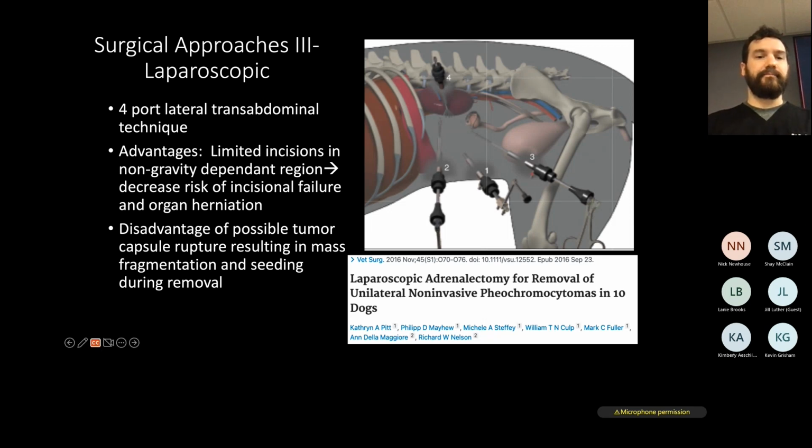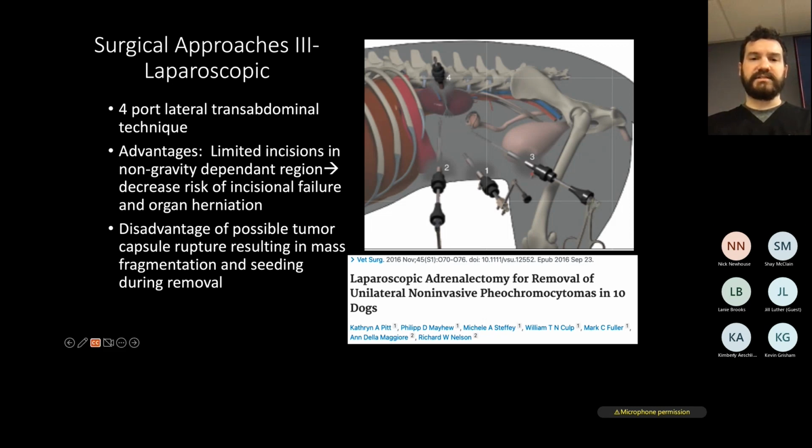So they did note in some of the studies I was reading, one of my mentors from Michigan State wrote a case series of these when she was at UC Davis, and they do mention that there's possible tumor capsule rupture when you're taking these out, and then you can potentially seed the abdomen, which, I mean, no one wants.